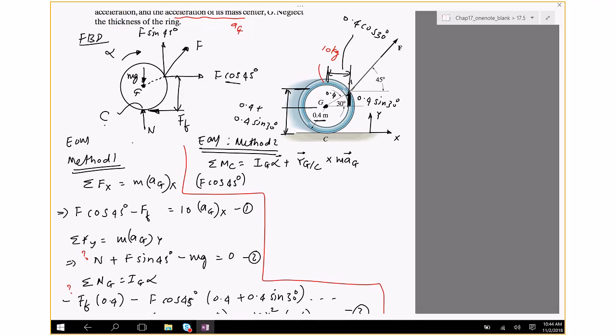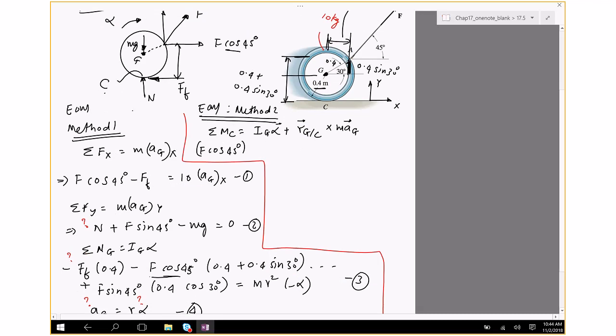I think I made a mistake here. This doesn't look right to me. Just going back, if I took moment about G, I should have taken only this, right? This part shouldn't be there. This is not right, because it's only going to be the distance from F cosine 45 to G. So please correct this. This part shouldn't be there. 0.4.